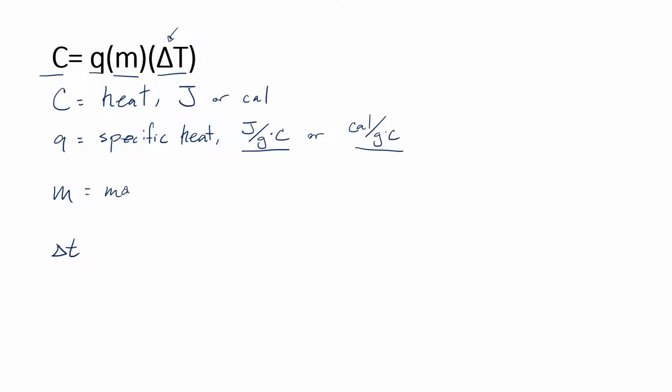M is easy, it's just mass. It's going to be in grams. And then delta T refers to the change in temperature. This is pretty easy. It's basically just the final temperature minus the initial temperature. And the unit here is going to be Celsius. Shouldn't be an issue here. All we got to do is look for these units.